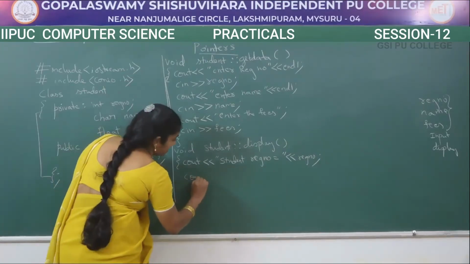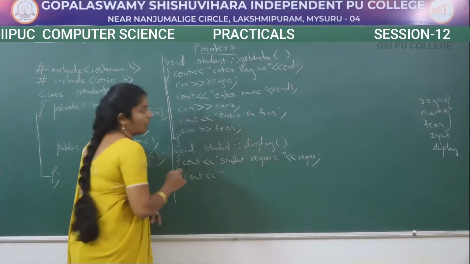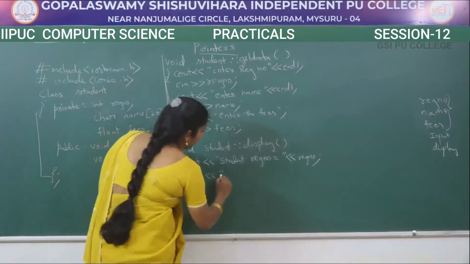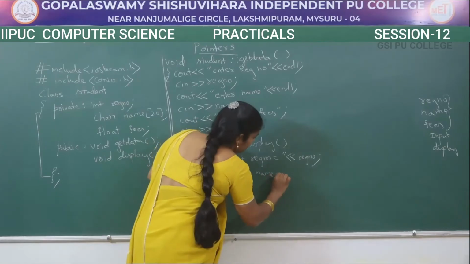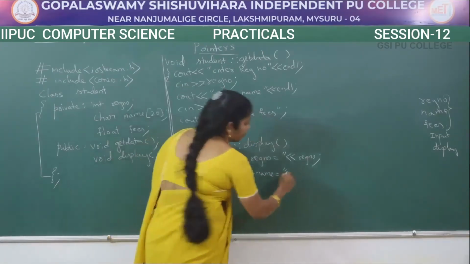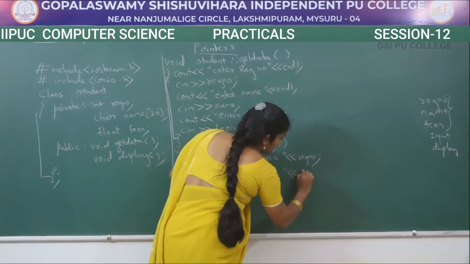Then cout insertion operator. We want to display the name. Student name equals. Display the name. Insertion operator, name.